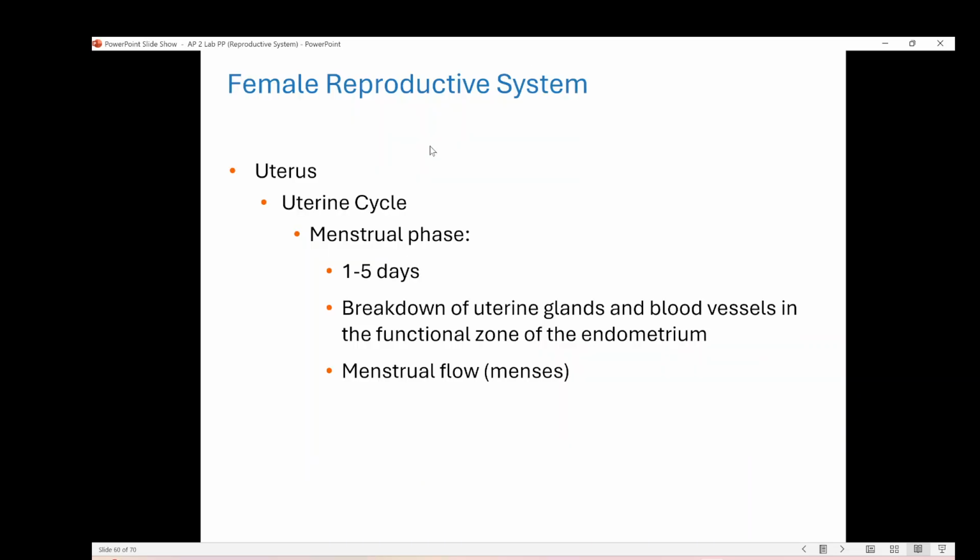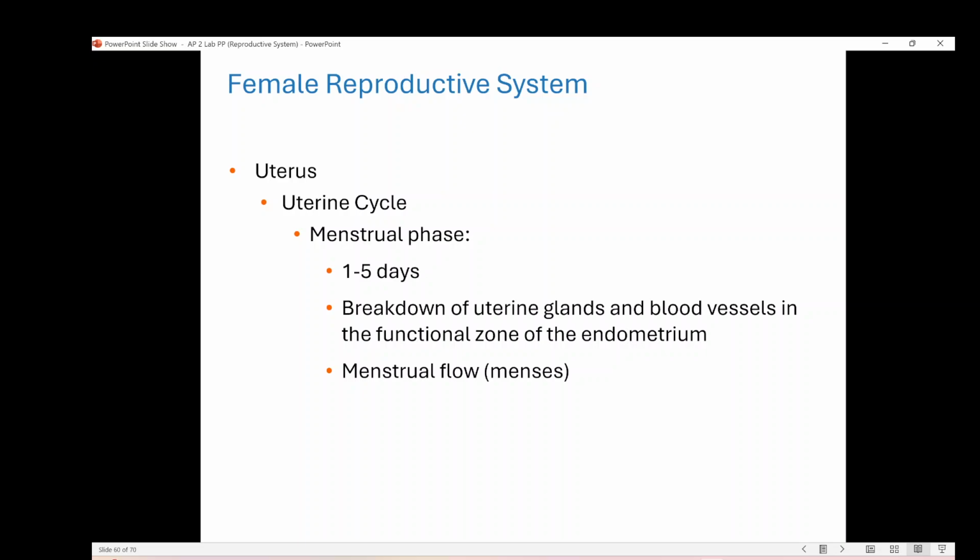Okay, so let's take a look real quick at the uterine cycle. This is what's happening in the uterus during the female reproductive cycle. The first 5 days, let's say we have a perfect 28-day month. The first 5 days of the uterine cycle is known as the menstrual phase. This is where we have a breakdown of that functional layer of the endometrium. There's a breakdown of uterine glands and blood vessels in the functional zone of the endometrium, and that results in a menstrual flow, commonly known as menses.